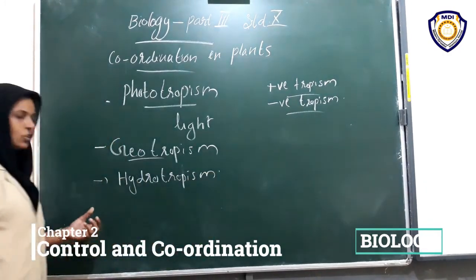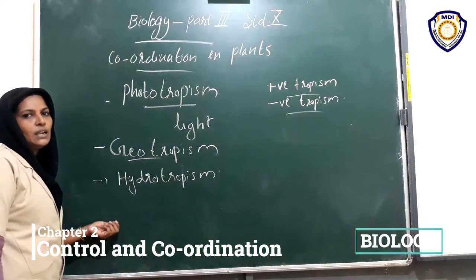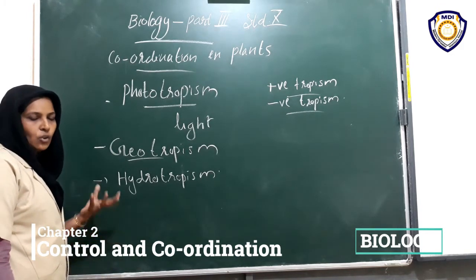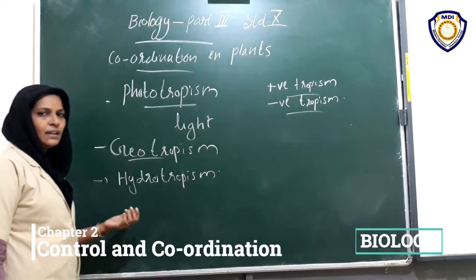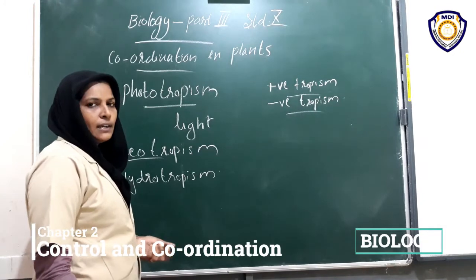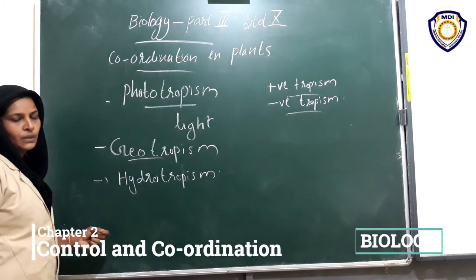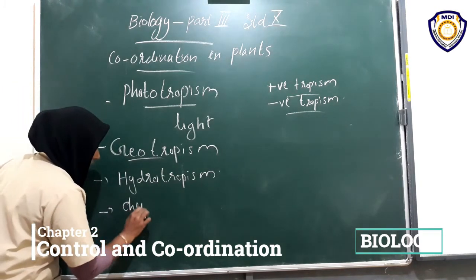Third one, hydrotropism. What is hydrotropism? The roots of the plant body grow towards the water. They go towards it, kind of searching for water. So that is positive hydrotropism. While the shoot, you know, is negative. It is called negative hydrotropism. Okay, are you clear? So the next is chemotropism.